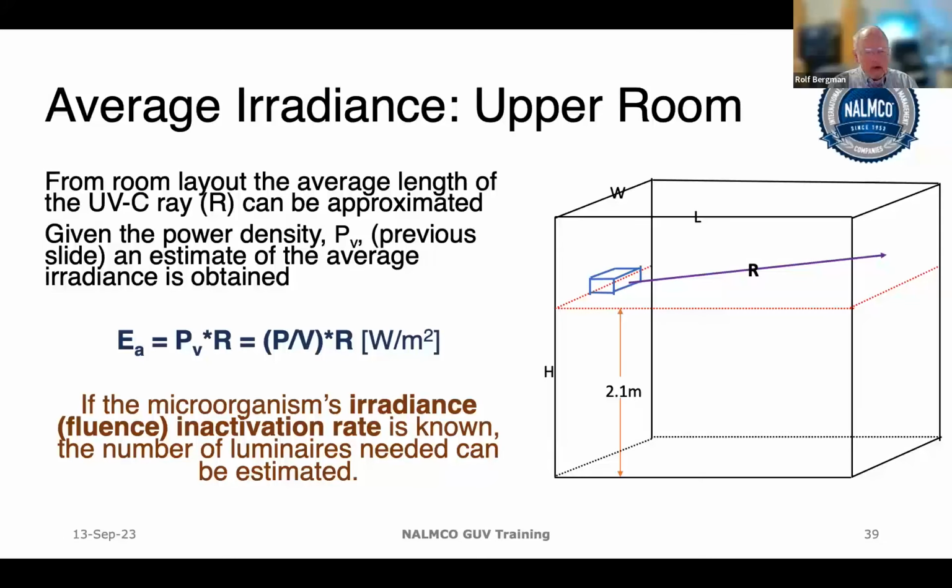But if we now know the microorganism fluence inactivation rate, which is often what is published in publications, then the number of luminaires needed can be estimated. By the way, this way of doing it with an average ray was done by Luckiesh and is published in his 1946 book. So it's been in practice for upper room radiation for 80 years, and probably before that.